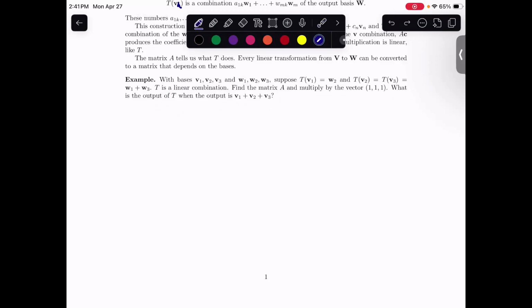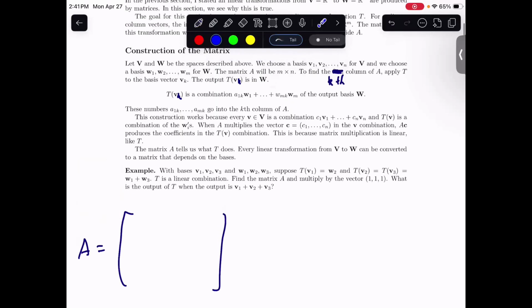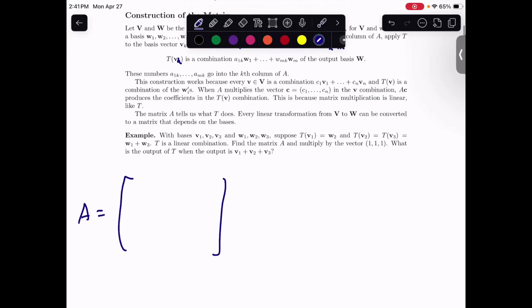And so to construct the matrix A, again, we're going to use this interpretation that we have up here. So we have V1, V2, V3. That's the basis with respect to V. And then the basis with respect to W is given by W1, W2, and then W3.